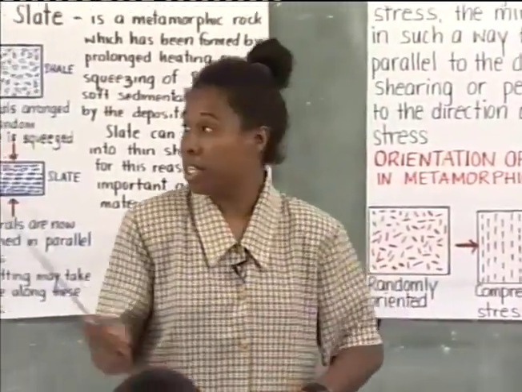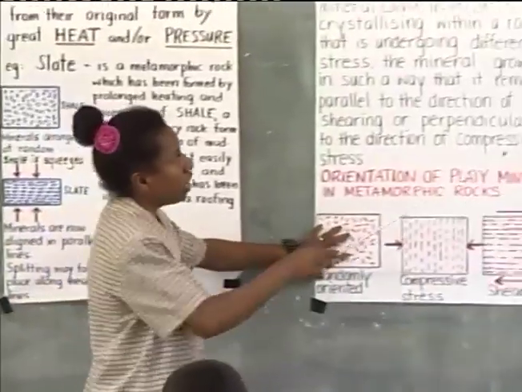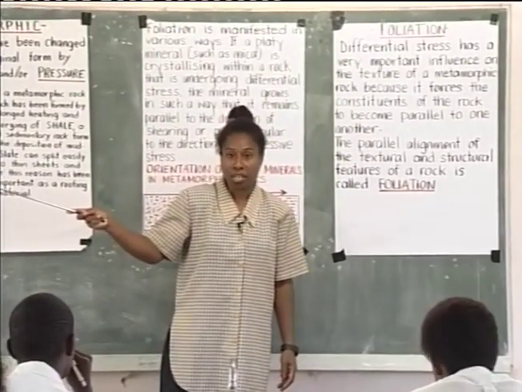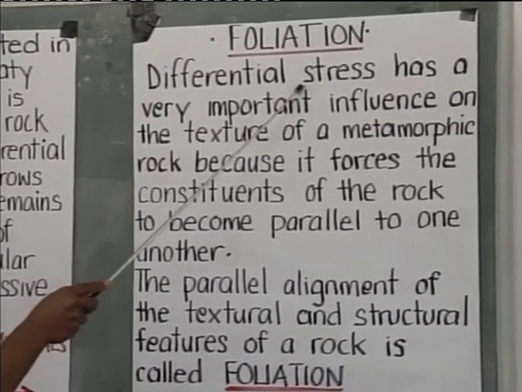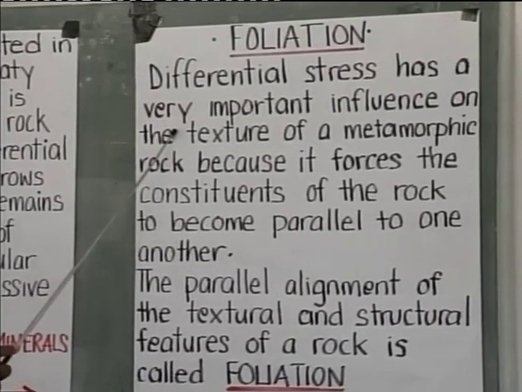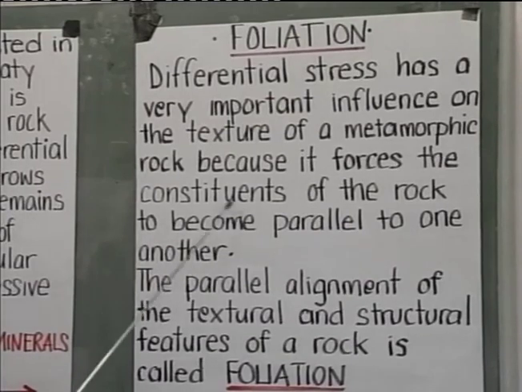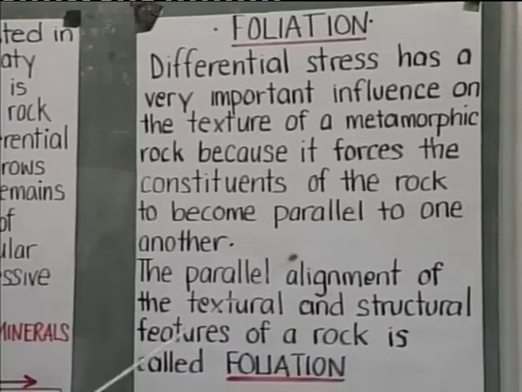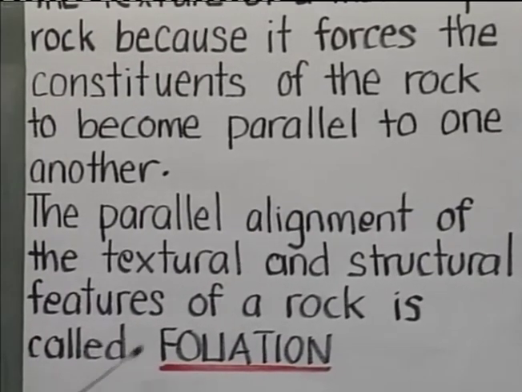I'd like to perhaps at this point in time, now that we've looked at differential stress, especially compressive stress and shearing, also introduce the word foliation. Foliation will come in together with what we have just covered on shearing and compressive force or stress. What is foliation all about then? Note, differential stress that we have just looked at with the two examples there on the monitor, compressive stress and shearing, has a very important influence on the texture of a metamorphic rock, because it forces the constituents of the rock to become parallel to one another. The parallel alignment of the textural and structural features of a rock is called foliation.